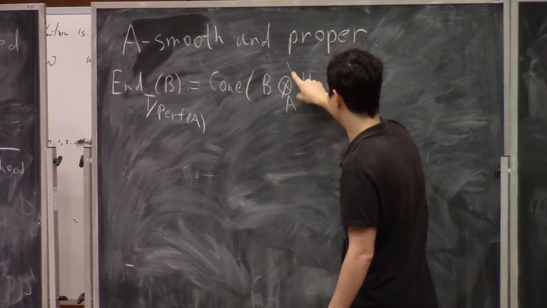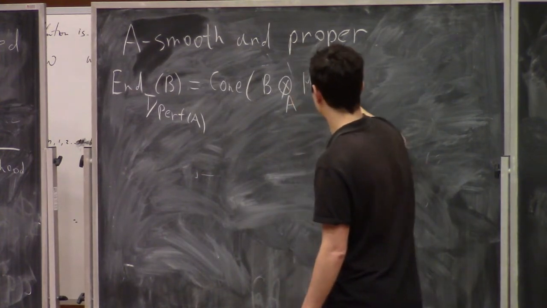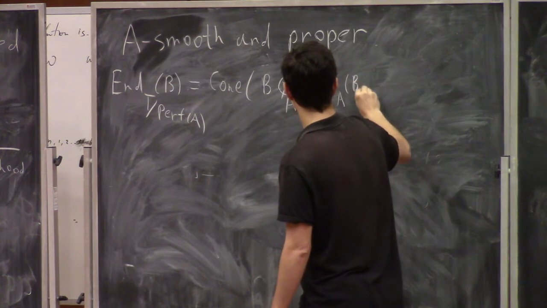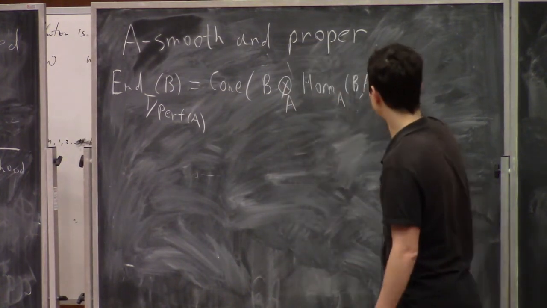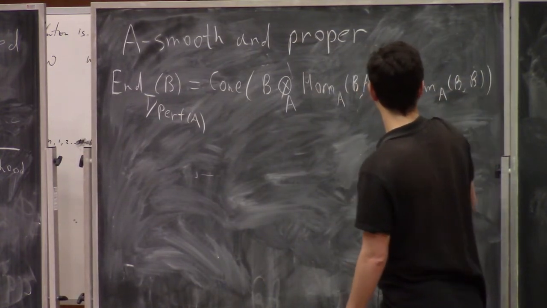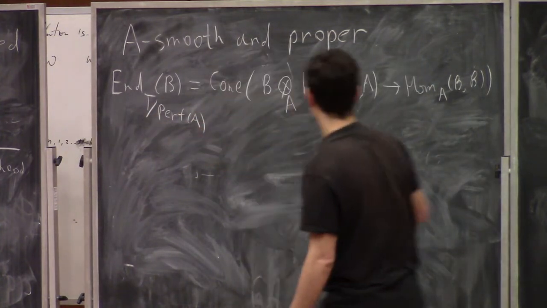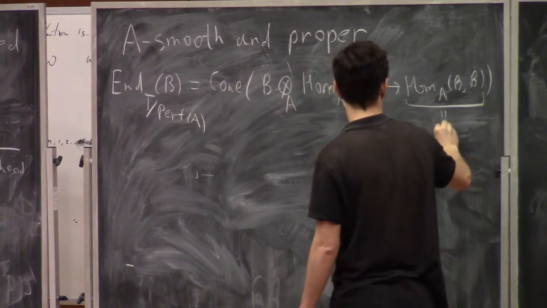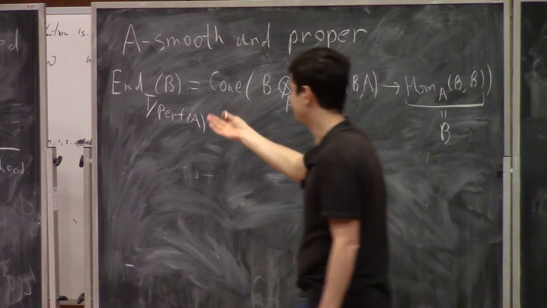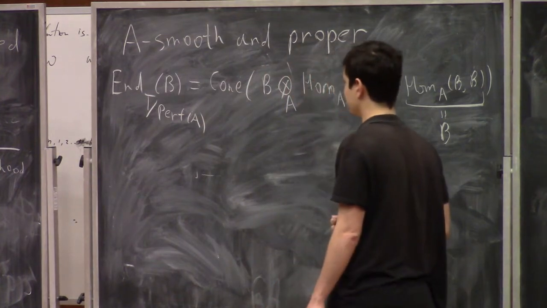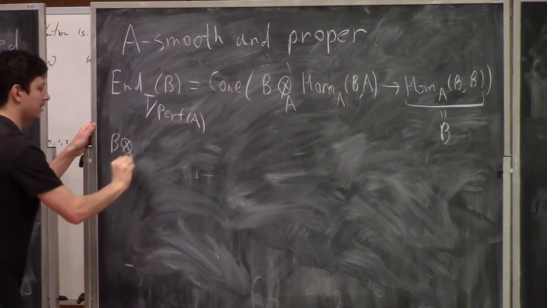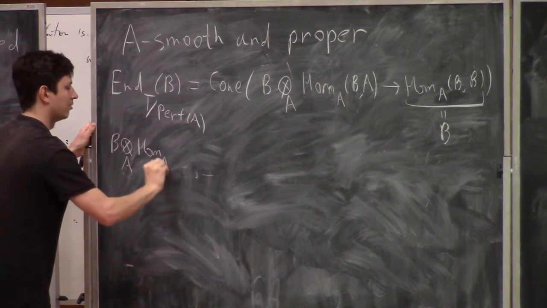From this moment I will not write derived, so Hom will always mean derived Hom. So we take Hom over A from B to A, and this tensor product goes to Hom over A from B to B. But because of our localization condition, Hom over A from B to B is just B. So this of course doesn't depend on A, and it doesn't matter if A is smooth and proper or not. Now let's look at this other term: the tensor product of B over A with Hom over A from B to A.